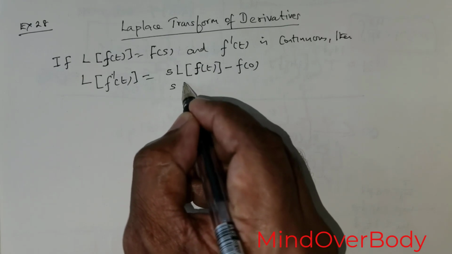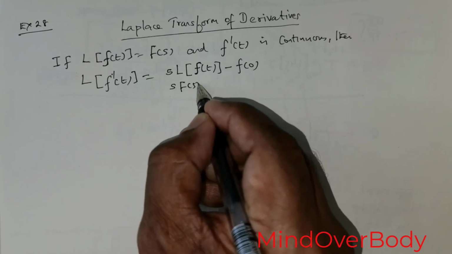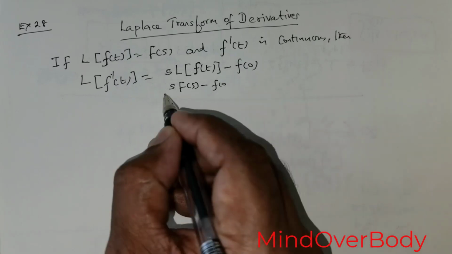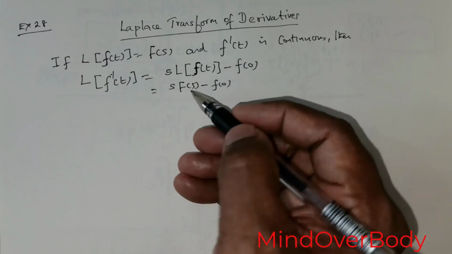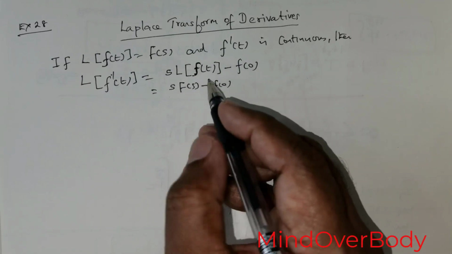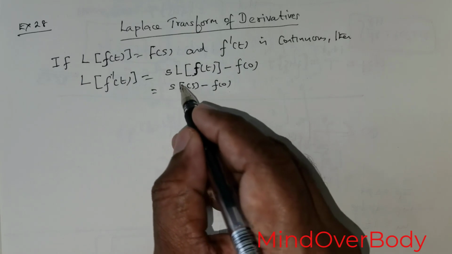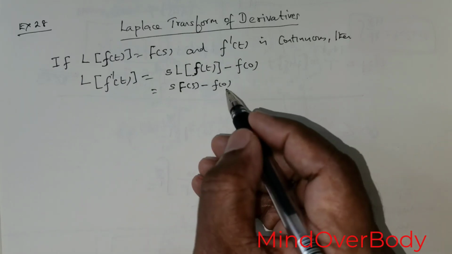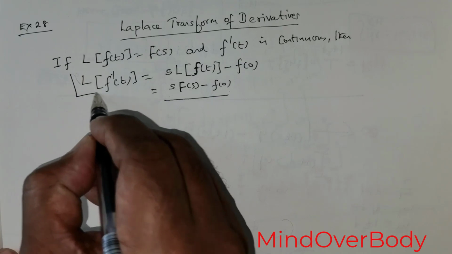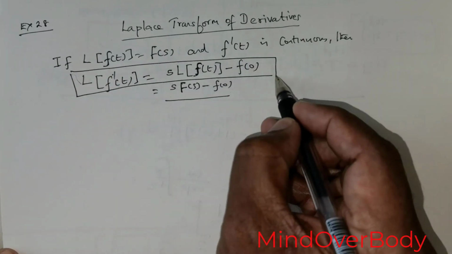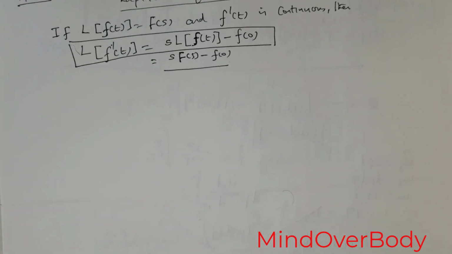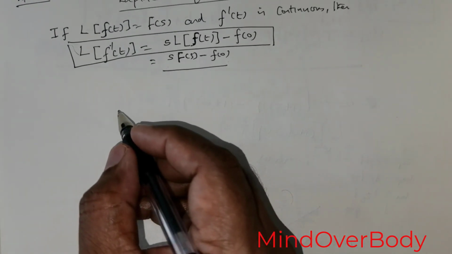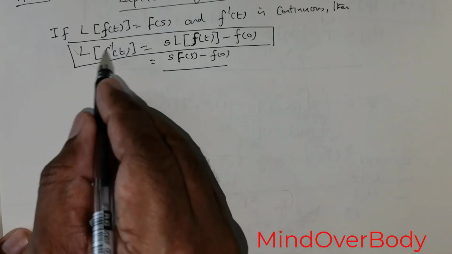This is also written as s times capital F of s, negative f of 0. You can either write it like this: the Laplace transform of f of t, this is the function that is given, or you can write it as s times capital F of s followed by negative f of 0. So we will first learn how exactly we can prove this. That's also very critical. So foremost, what we will have to do is first consider the left hand side.